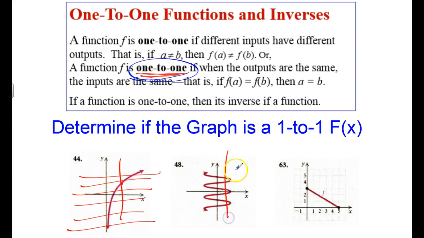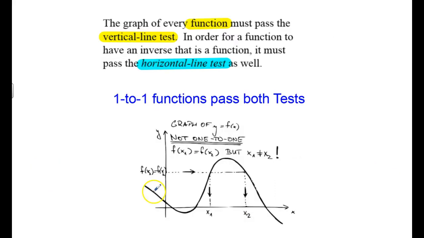So look at this. This is not even a function because it doesn't pass the vertical line test. This passes the vertical line test and it passes the horizontal line test. So this is a one-to-one function. And this would be a one-to-one function. So if it passes both, so here's an example where it passes the vertical line test, but it does not pass the horizontal line test.